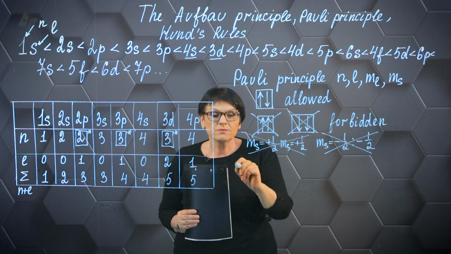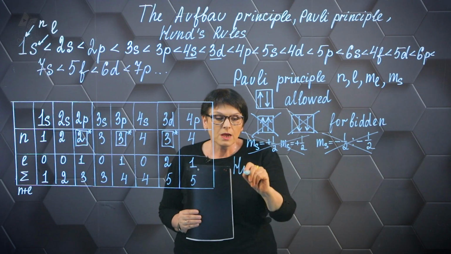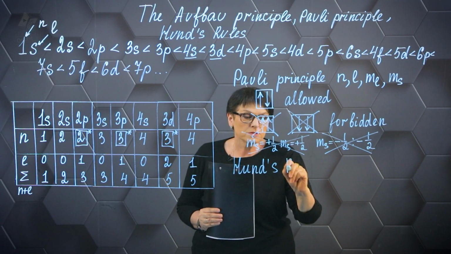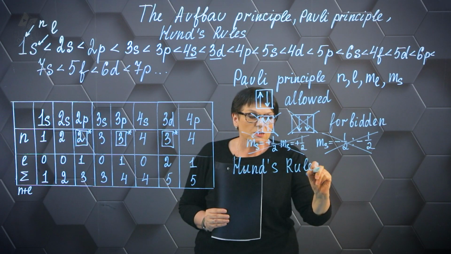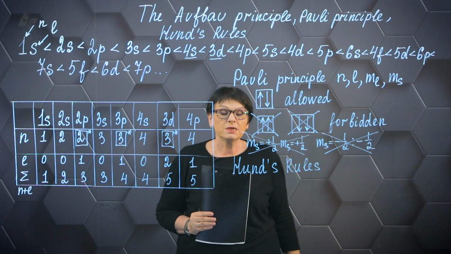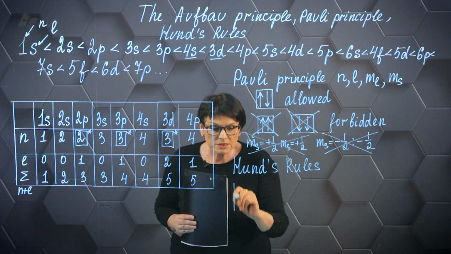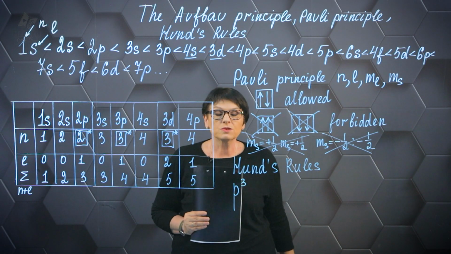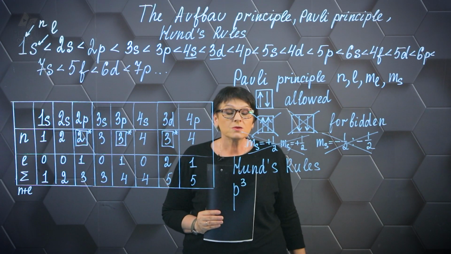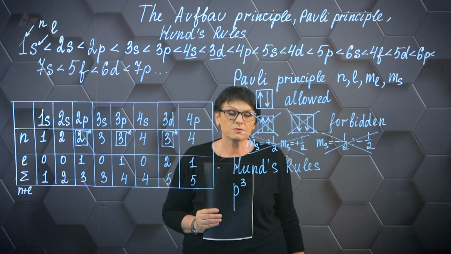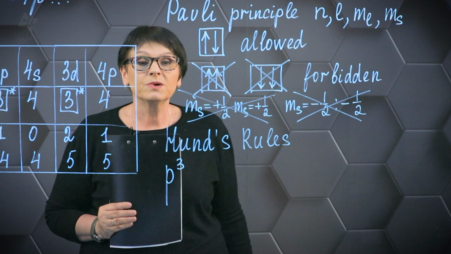Now there is also Hund's rule. This rule deals with the distribution of electrons over quantum cells. For example, we have p3 electrons, let's say for elements that have this particular configuration at the outer level, 3p3, for example, 4p3. So how can we place these electrons?